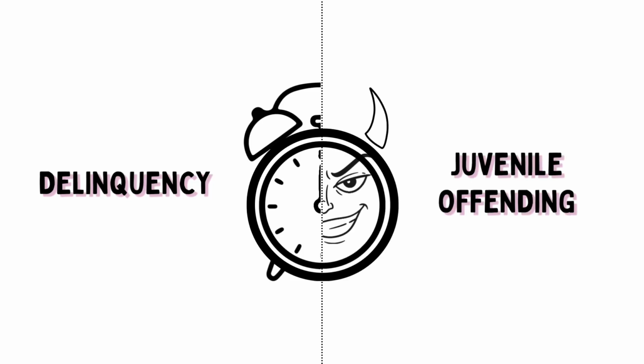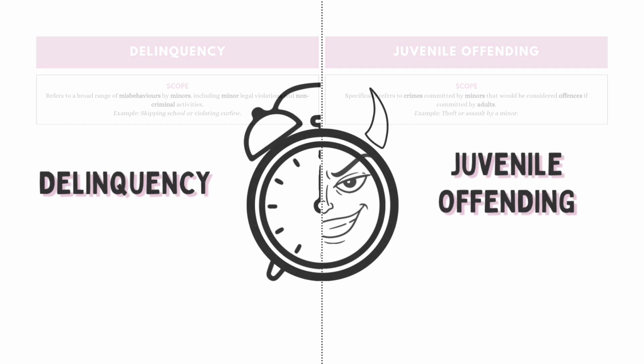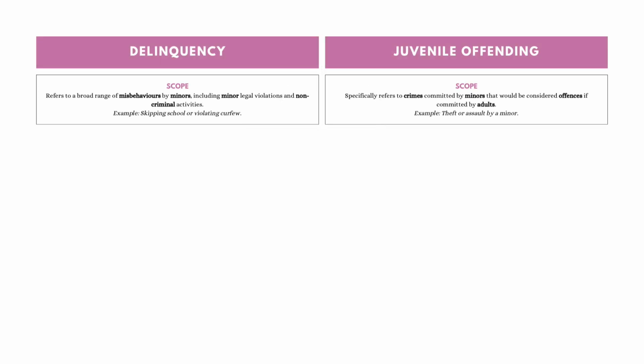Delinquency versus juvenile offending. Delinquency refers to a broad range of misbehaviors by minors, including minor legal violations and non-criminal activities. For example, skipping school or violating curfew. Juvenile offending specifically refers to crimes committed by minors that would be considered offenses if committed by adults. For example, theft or assault by a minor.